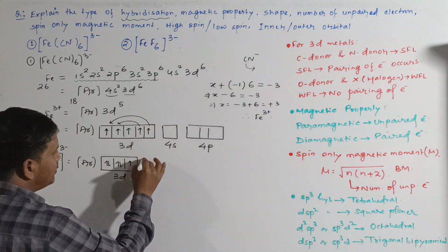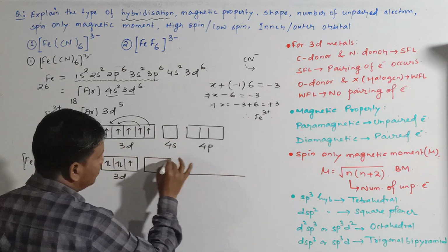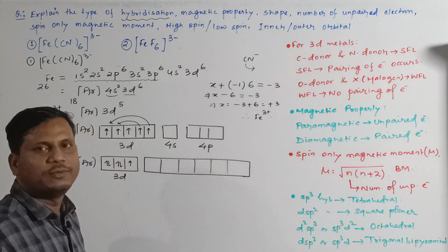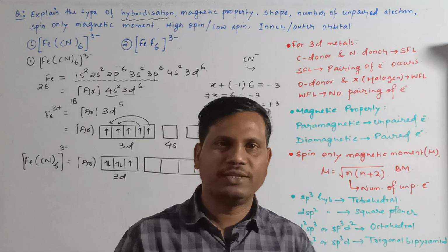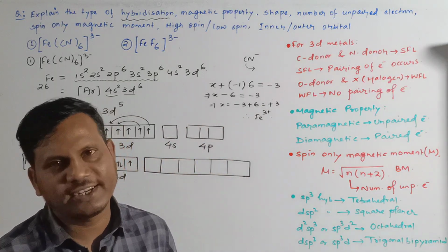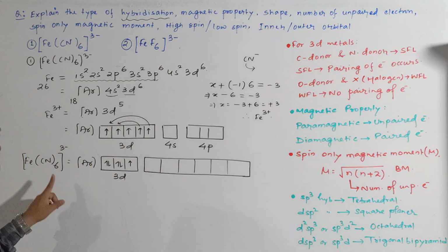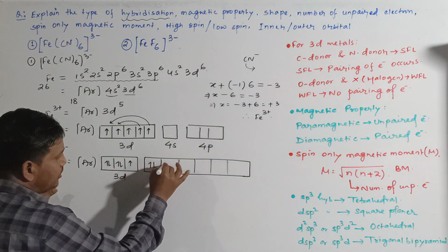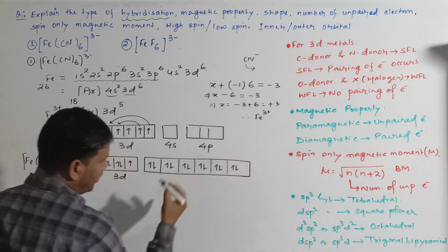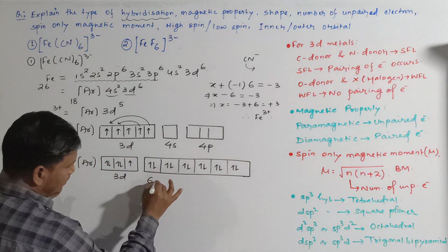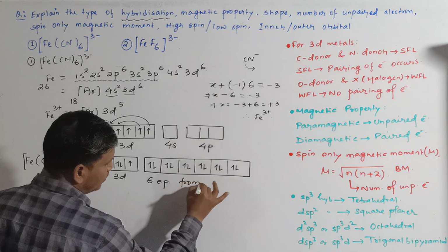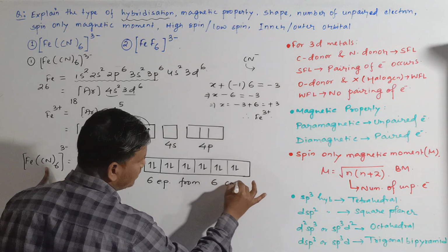So 6 donor atoms will donate their electrons in the vacant orbitals of the metal. So write these 6 orbitals together. Why? Because during hybridization, all orbitals intermix and rearrange to form similar types of orbitals. So in these orbitals of the metal, the ligand will donate its electron pair. So here 6 electron pairs from 6 CN minus ligands.